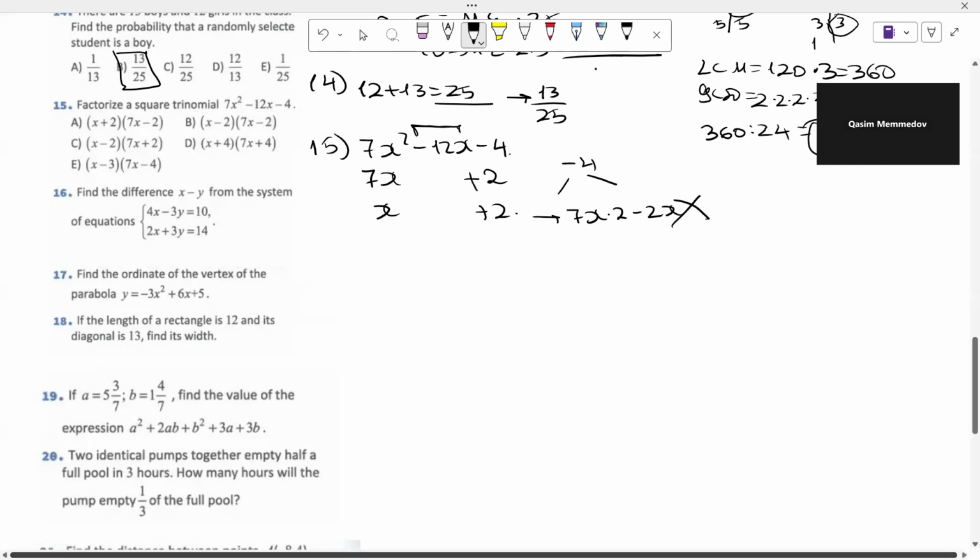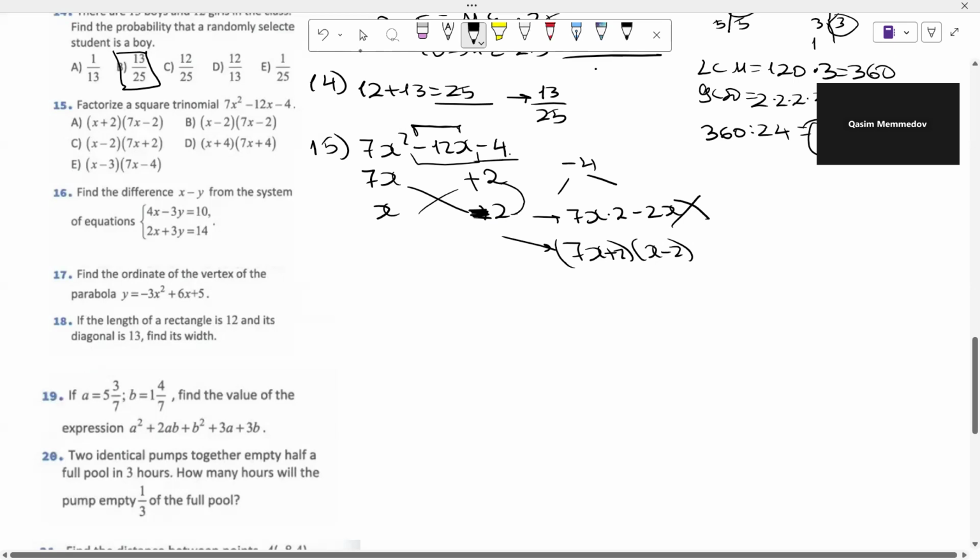But if I change it, I make it negative. It equals 7x multiplied by negative 2, negative 14x plus 2x, which equals negative 12x. That's why I can factorize this square trinomial like that: 7x plus 2 multiplied by x minus 2. I repeat it again: the product of them must equal negative 4 and the cross multiplication of them must equal negative 12x.